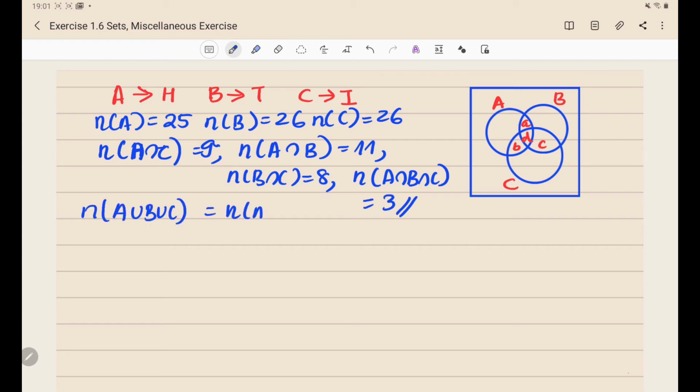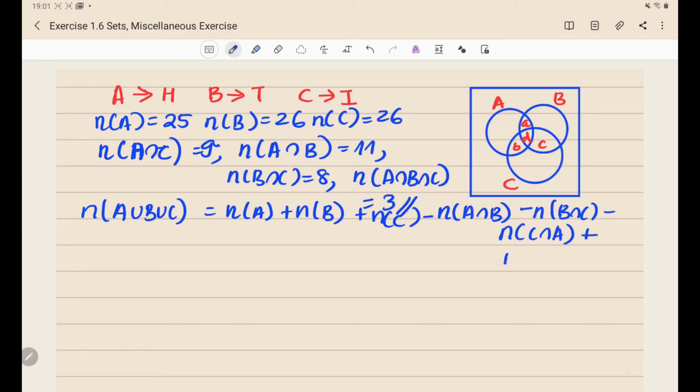N of A plus n of B plus n of C minus n of A intersection B minus n of B intersection C minus n of C intersection A plus n of A intersection B intersection C, right? This we have also proved in part 11. If you have any doubts on this formula, please refer to my part 11 where I have discussed it in detail.